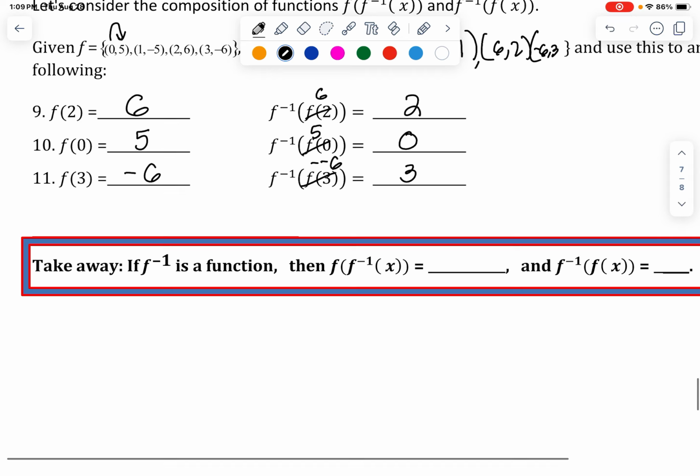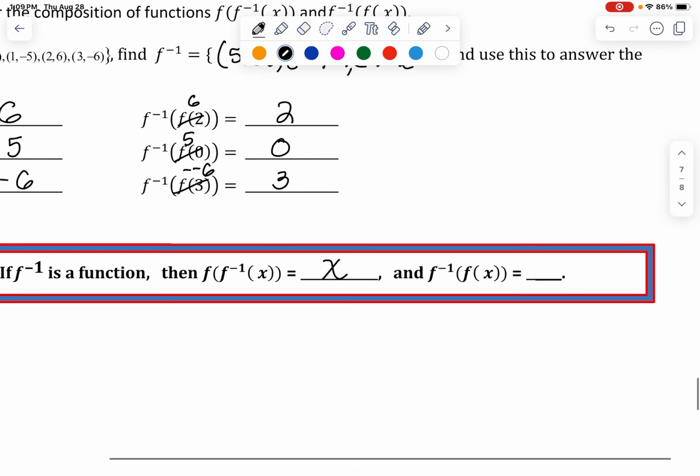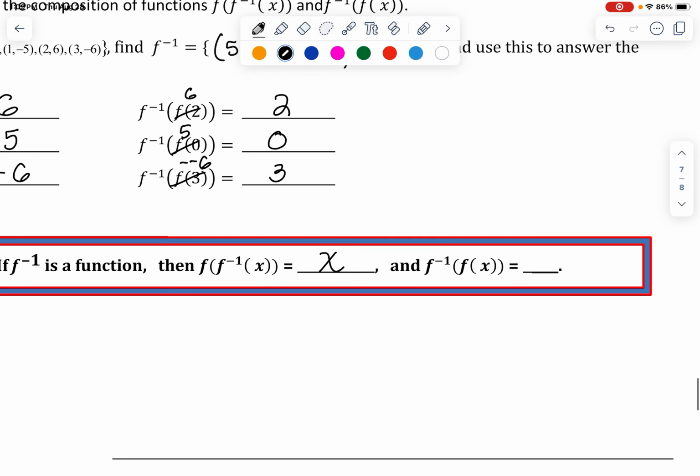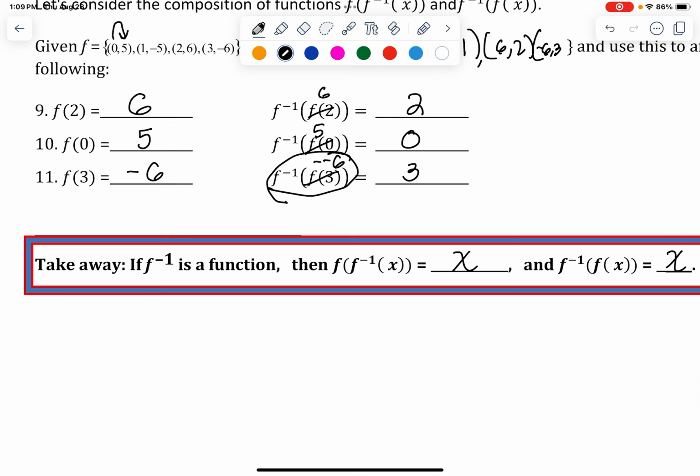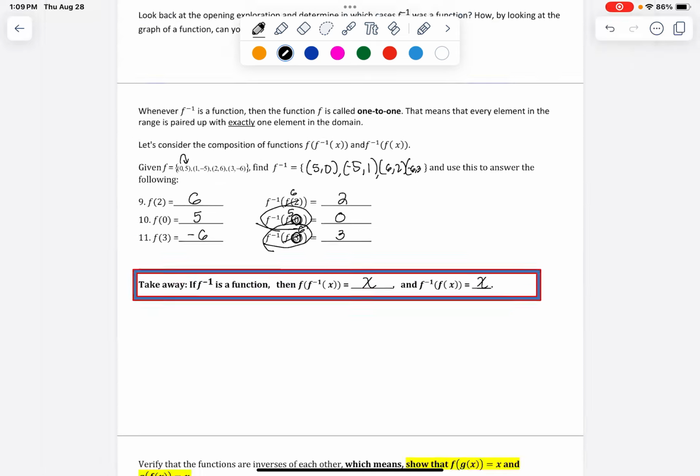Takeaway from this, if f inverse is a function, then f of f inverse of x simplifies to x, and f inverse of f of x also simplifies to x. If you're like, how is that my takeaway? What it's saying is that this will simplify to whatever this was right here. It'll just simplify to that x value.